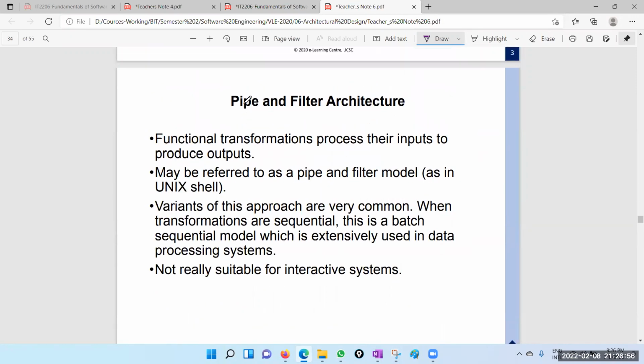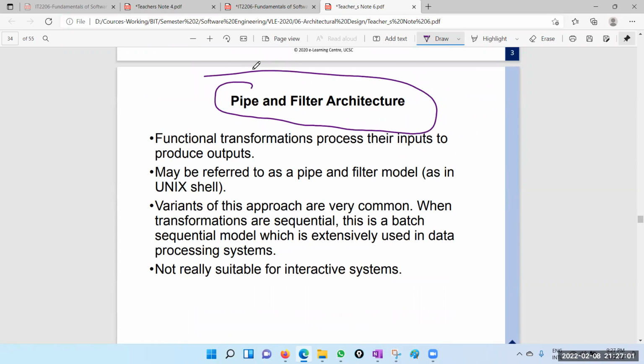So this is another architecture, the pipe and filter architecture. It is not a very popular one, but there are some usages. When you are aware of these architectures, you will think of them when they are suitable. If you are not aware that such an architecture exists, the solution may be there but you don't know how to represent it. So when you know these architectures, you know you can use this one or that one.